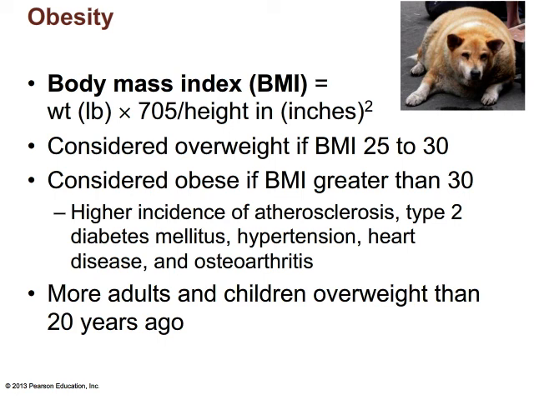And if that number is less than 25, it indicates that you're an ideal weight, whereas if it's between 25 and 30, it indicates that you're overweight. Numbers that are over 30 indicate that that person may in fact be obese. And recognizing obesity is important because obese people tend to have a higher incidence of cardiovascular disease, type 2 diabetes, hypertension, and osteoarthritis. And you're probably aware that obesity is actually an epidemic in America because we have more adults and children overweight now than we did 20 years ago.